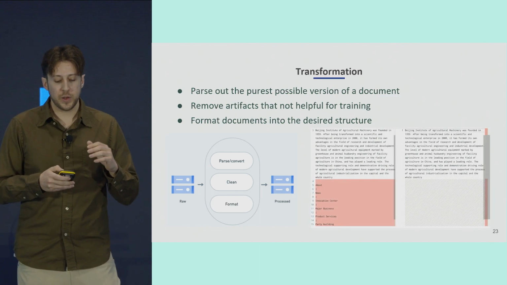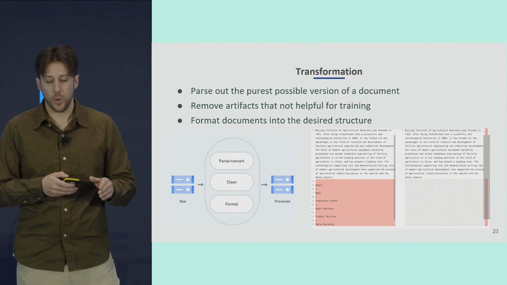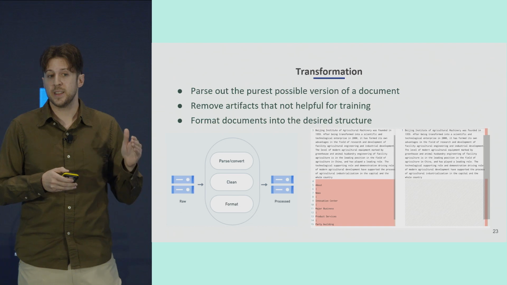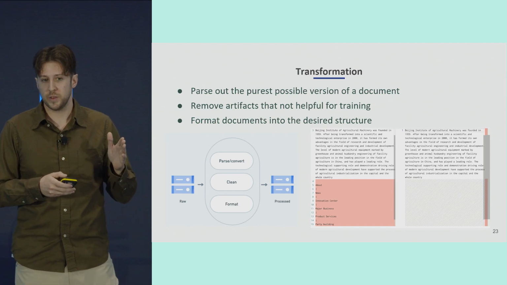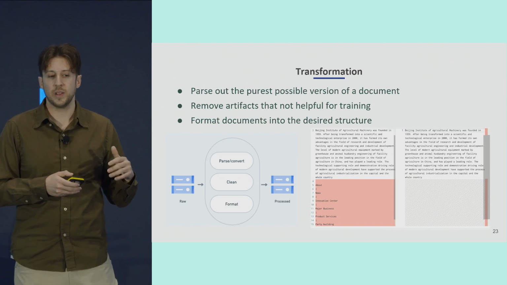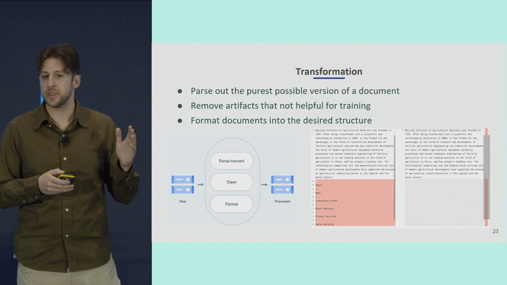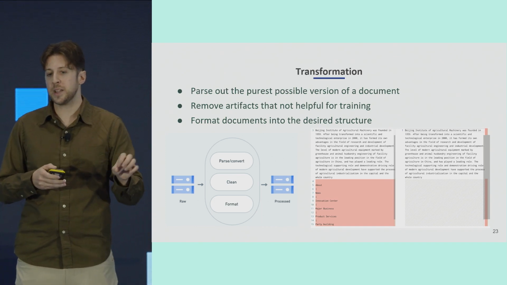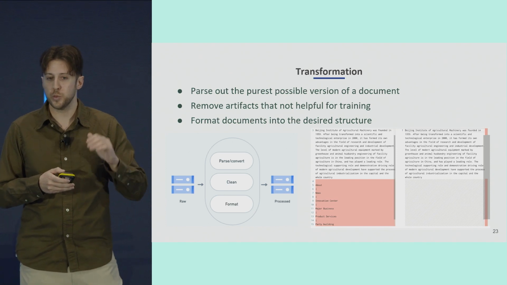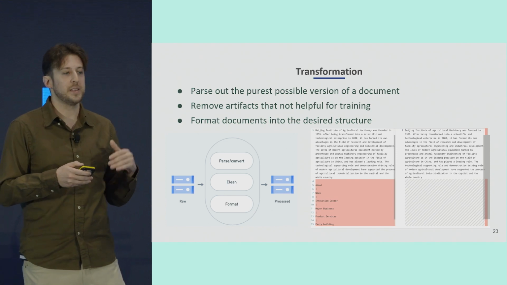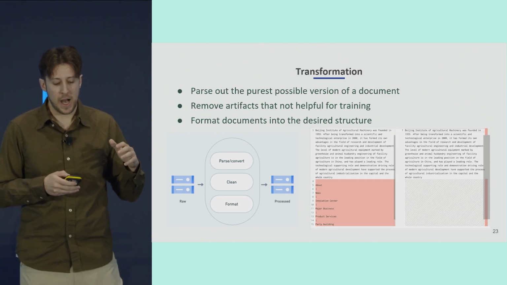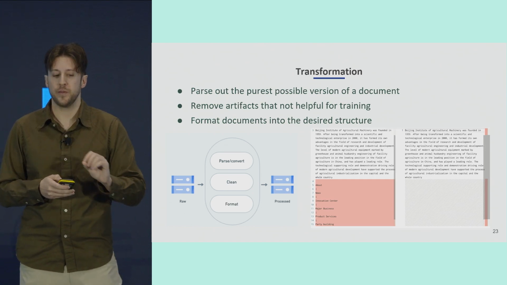Just to give you an example, you can see a web crawl document here. As I said, web pages have a lot of boilerplate, a lot of random stuff on them. So the name of the game is to try to extract the main content and remove all of the navigation buttons, boilerplate, headers, footers, things like that, so you get the purest possible form of that document.